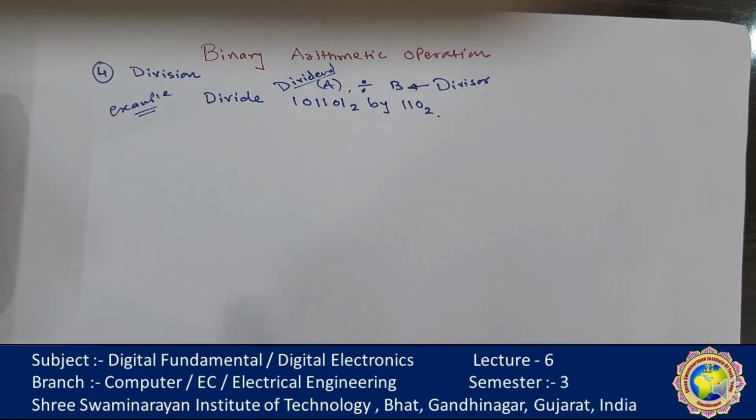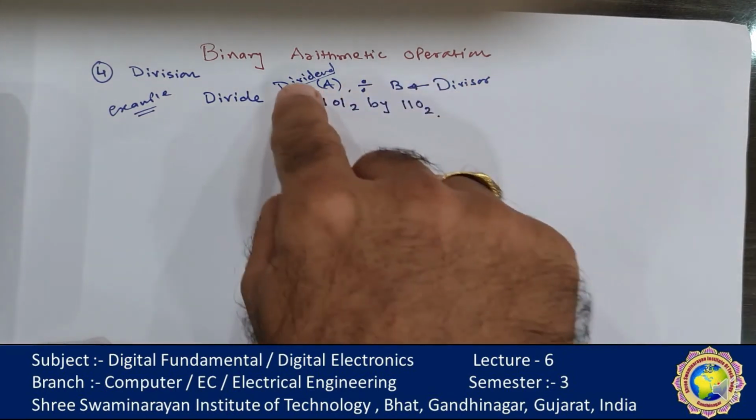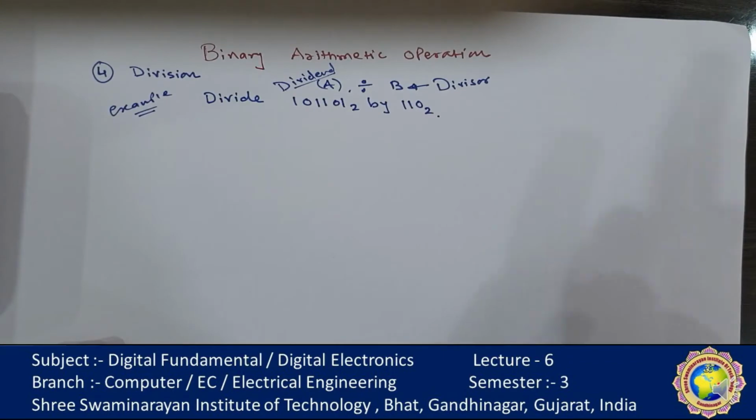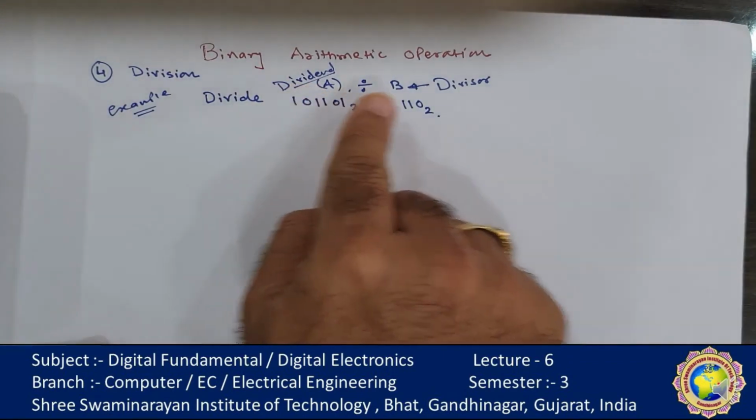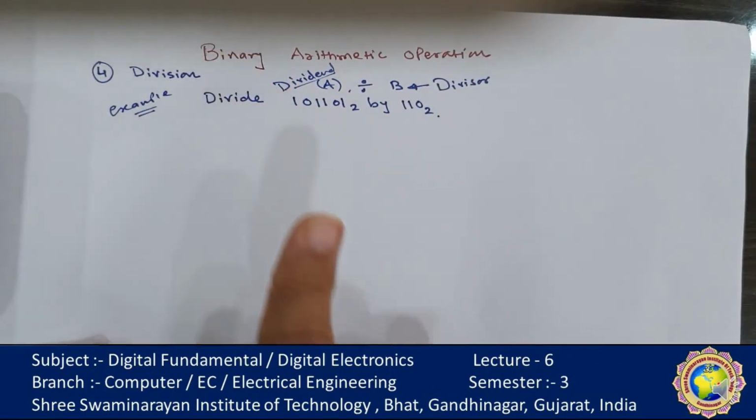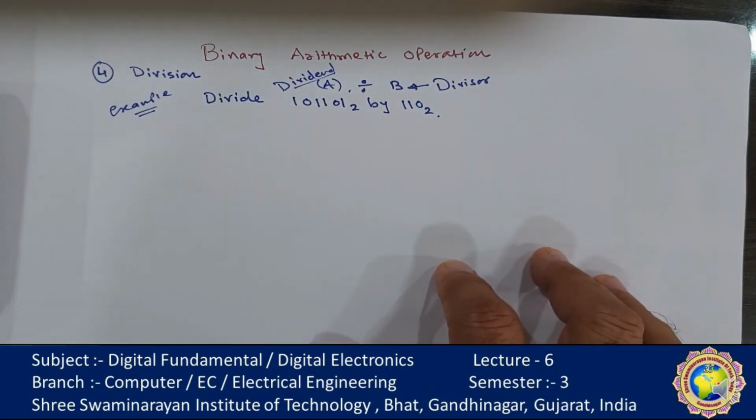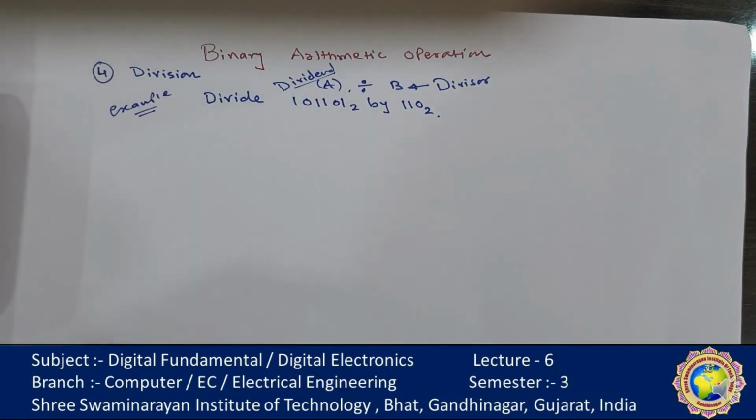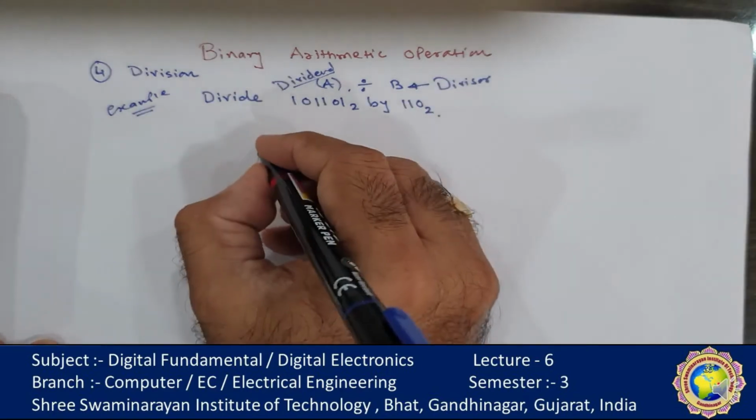Like 25 divided by 5 is equal to 5. But 5 divided by 25 is equal to 0.04. So if the divisor is larger than the dividend, the answer is 0 point something something. But if the divisor is less than the dividend, the answer has an integral part, otherwise the integral part is 0. Now let's take how we can divide it.